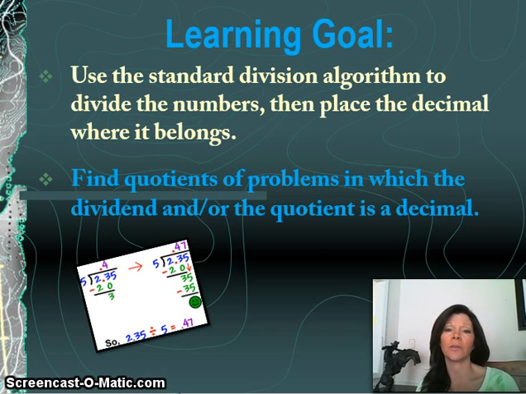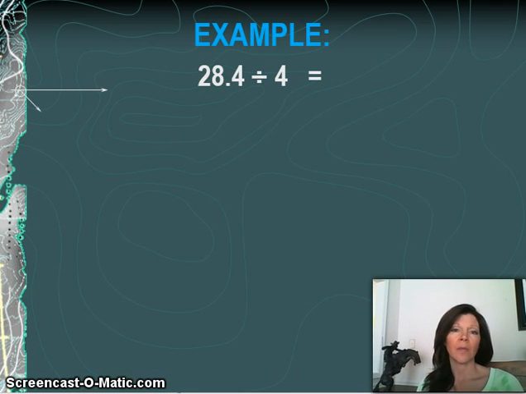Your first learning goal is to use the standard division algorithm to divide the numbers, then place the decimal where it belongs. Your second learning goal is to find quotients of problems in which the dividend and/or the quotient is a decimal. Pause the video, write these down. When you have finished, restart the video. All right, let's look at an example together and see how we do this.